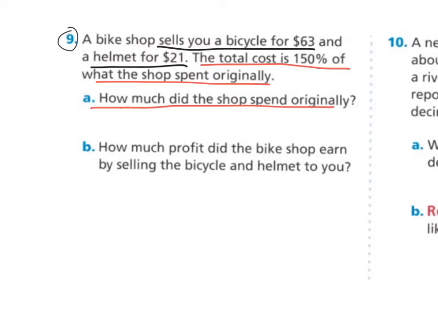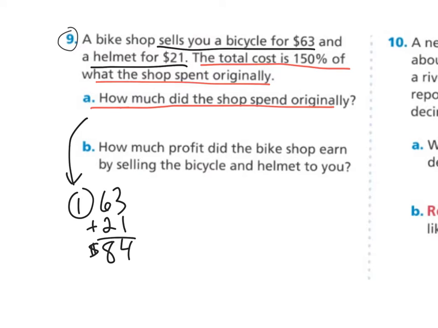So one thing we would want to do on this problem would be to add the 63 and 21 together to see how much we paid all together. That would be $84.